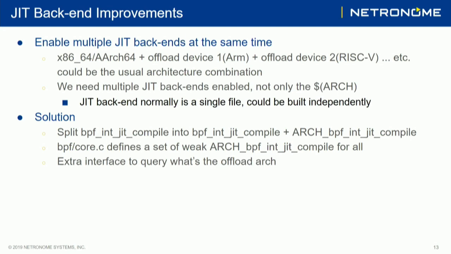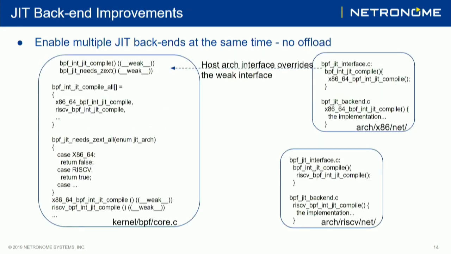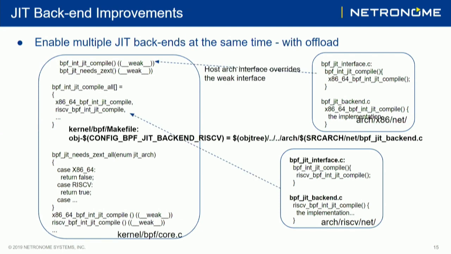So the solution is, I think we can split the BPF init JIT compiler into a BPF internal JIT compiler plus the architecture ARC compiler. If there's no offload, nothing changes; it's still the same strong symbol override, weak symbol technique we used. But if there's offload, because we split the interface file into two, the user can use an extra config to enable the build of a particular backend, for example RISC-V. And at the moment, I think the JIT BPF backend is quite independent, and you don't need to build the whole ARC. That file can stand on its own. You can just build it with some simple header files included.